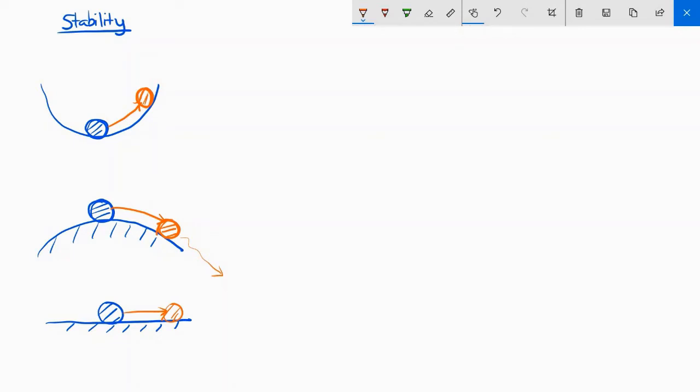Now, here we need to be aware of a few things to get a very clear comprehension of these three different situations. Number one, this initial condition in these three cases is known as the equilibrium condition. So this is an equilibrium condition. This is an equilibrium condition.